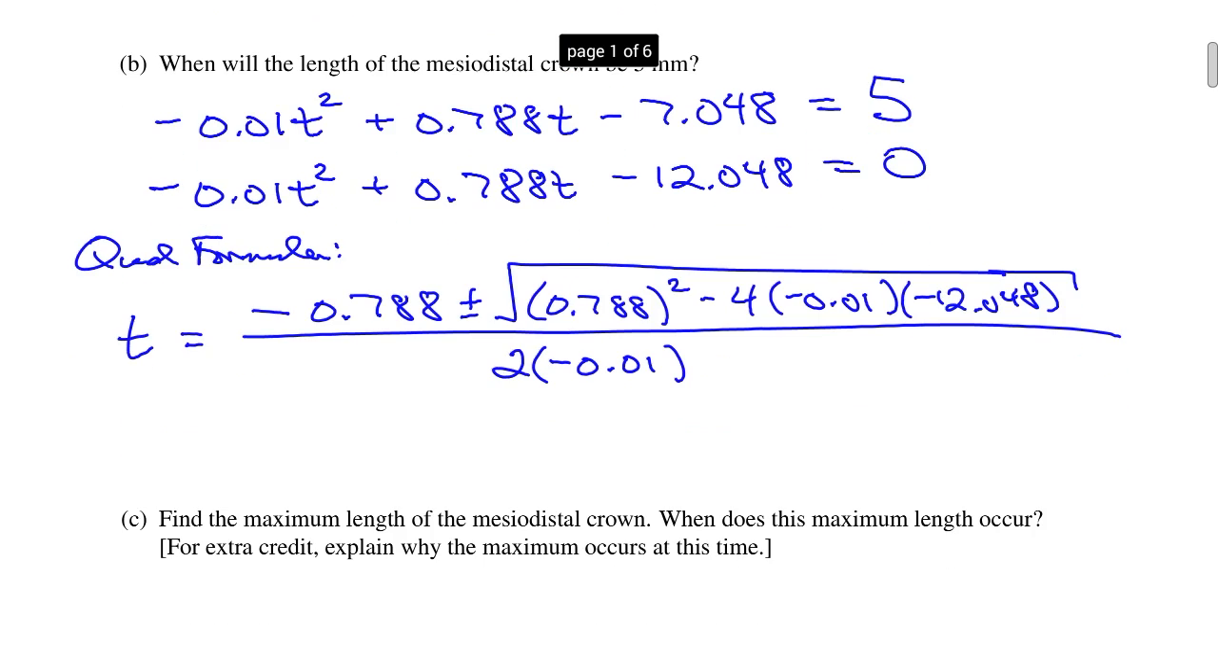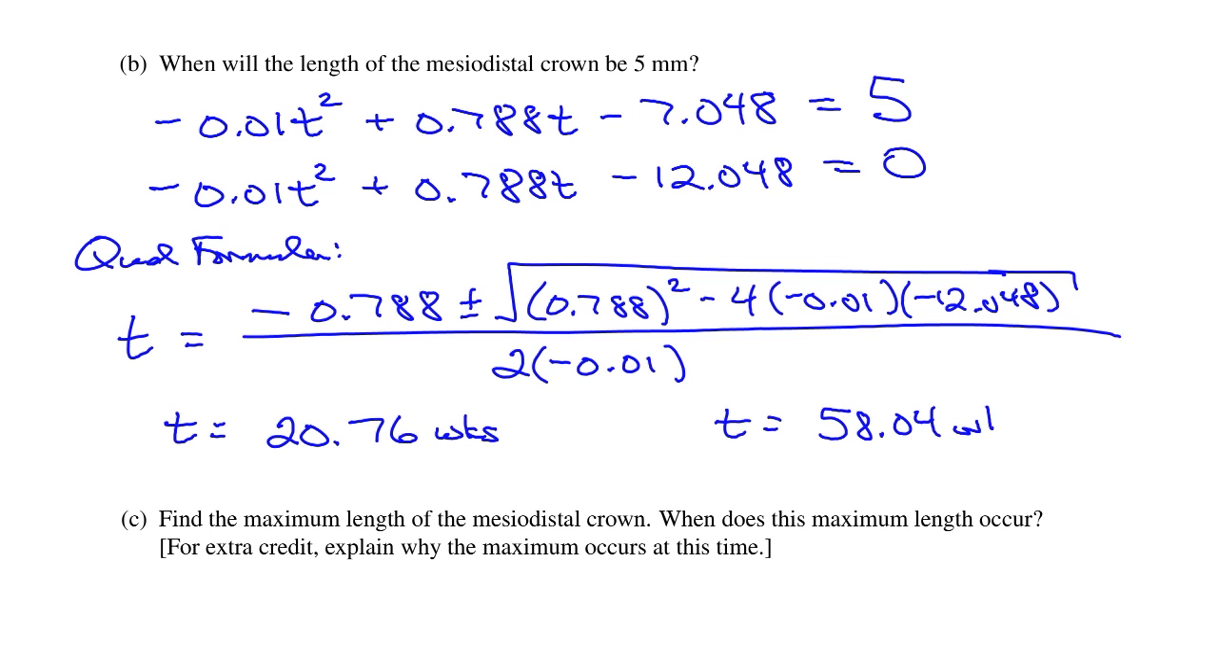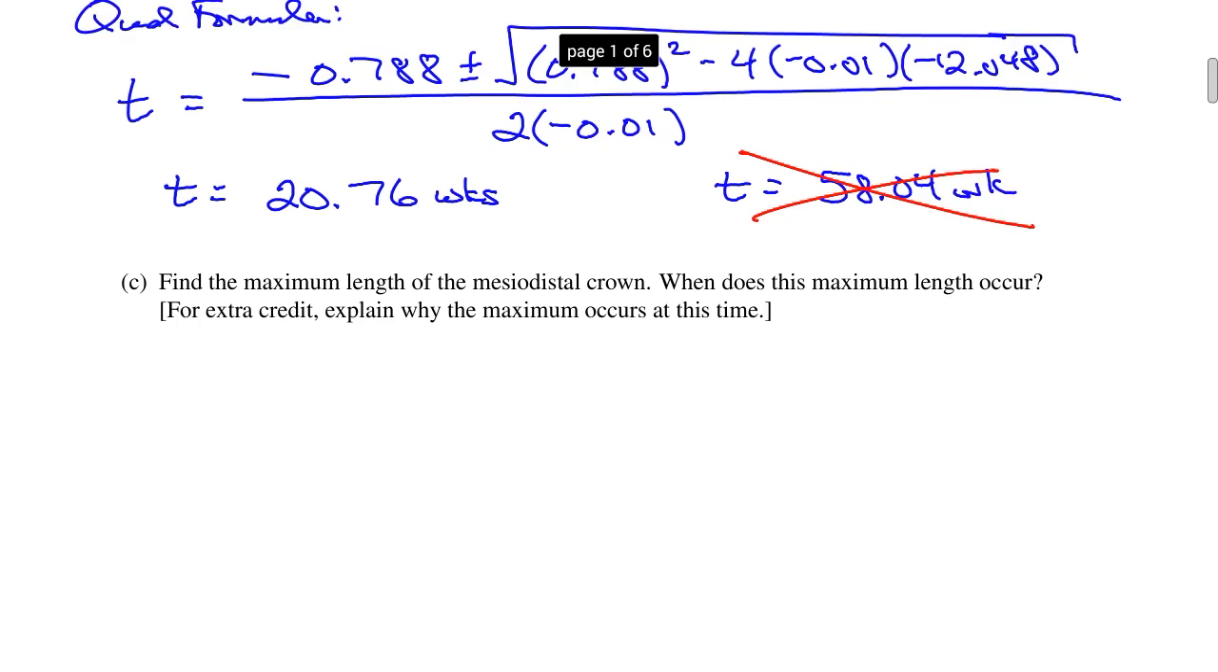Alright, and there's the quadratic formula for solving this problem. We get two answers. We get t is equal to 20.76 weeks, and we get t is equal to 58.04 weeks. We'll learn in the next part of the question that this second answer is invalid. So we'll just get rid of it now.